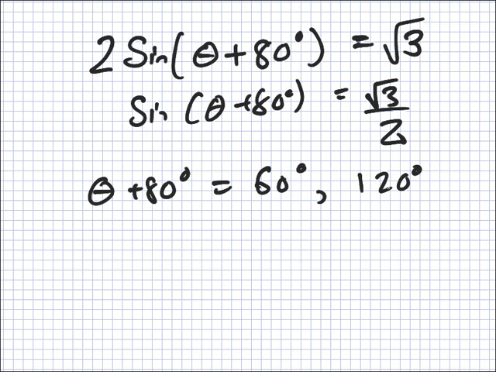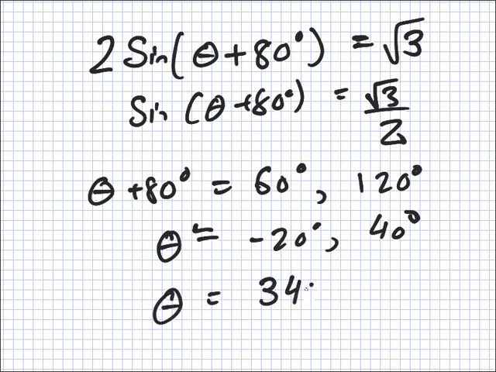And then what do I do to finish? I simplify. So I have to subtract 80. If I subtract 80 from each of these, that's minus 20 and 40. This one's okay, but this one needs to be fixed. How can I fix it? Plus 360. So I get 340 degrees or 40 degrees. There are my two answers. Now that is very, very nice for 5 marks.